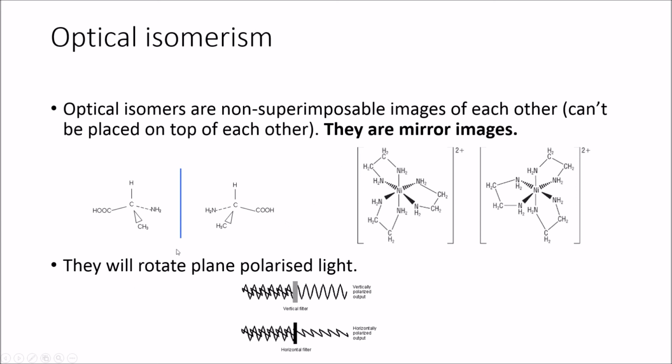And you don't need to know too much about why, but they rotate plane polarized light. Obviously they have a different shape, and so when light, which travels in all directions, passes through it, it will be filtered into one orientation. Now as they're mirror images, those orientations are going to change. So you might have it going vertically through this one, however, you might have it going horizontally through this one.